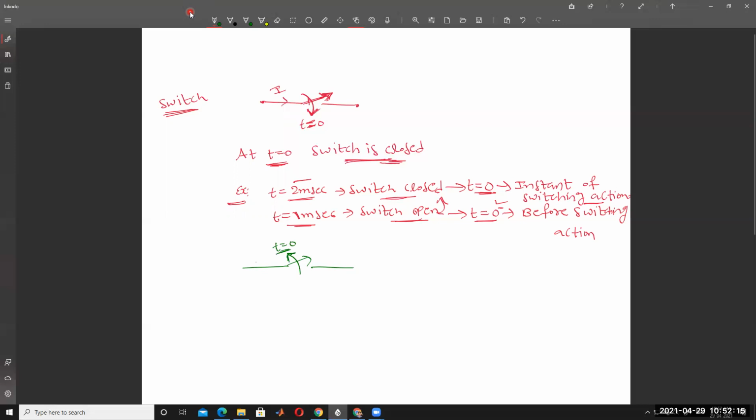This current enters like this. So what is the meaning of this at t is equal to 0? At t is equal to 0, the switch is open.